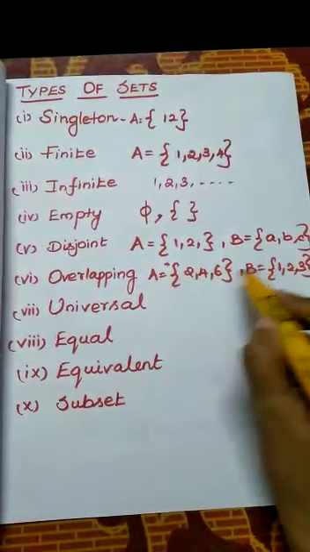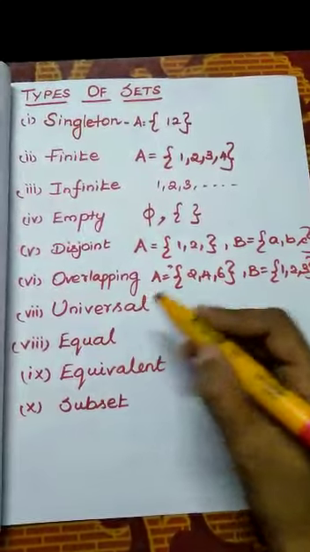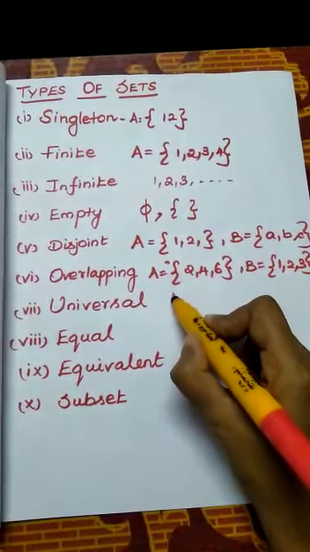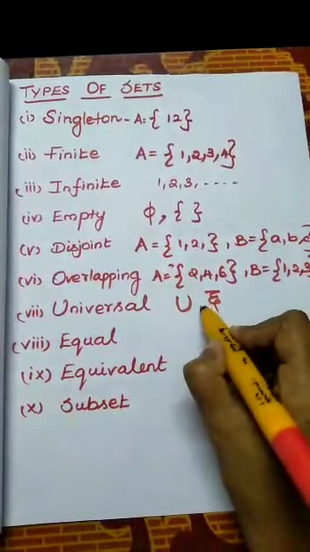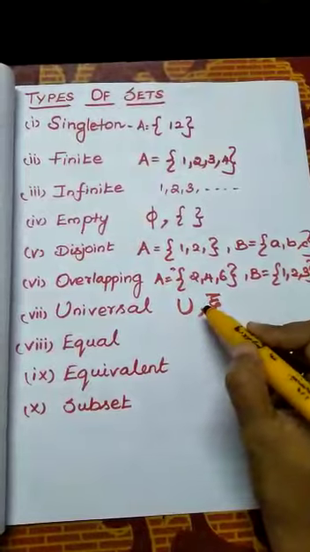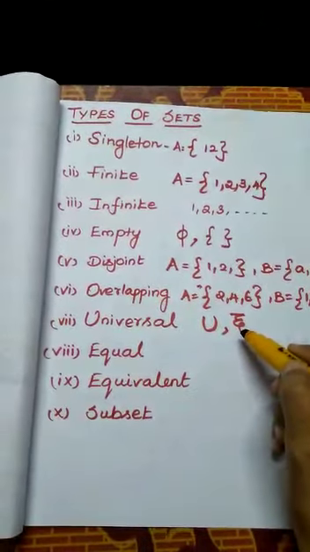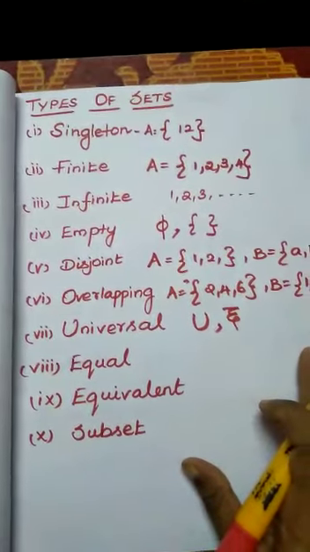Any one element is common. This is actually overlapping set. The next one is universal set. Universal set is denoted by the letter capital U or epsilon. Actually, universal set is head of all sets. We have to create the sets using the universal set only. The set from which elements are taken to form one or more sets, that is universal set.